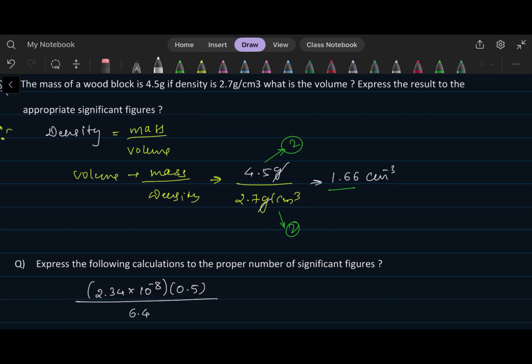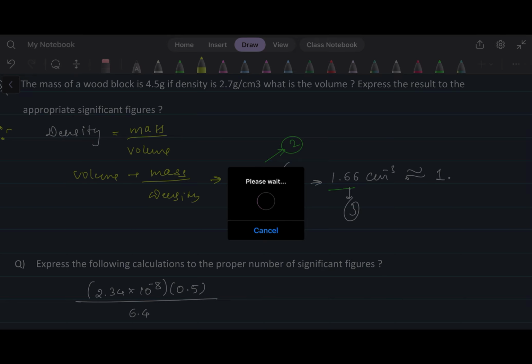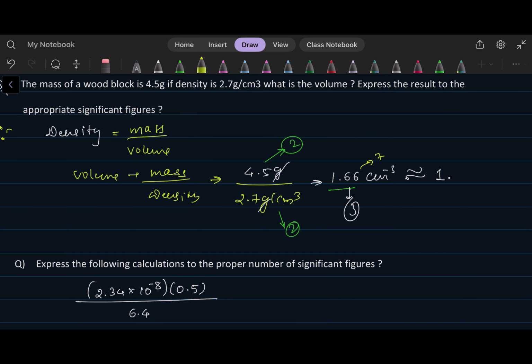So overall value is supposed to be in 2 significant figures, but here we have 3. So to simplify into 2, the 6 value I have to convert into 7, because the terminal value is greater than 5, therefore the preceding value should be added plus 1. I'm going to get the value 1.7 centimeter cube as the answer. This is how we have to solve the question.